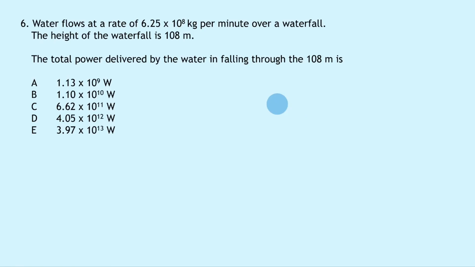Well, because the water starts off at a certain height and then falls through that height, we're going to be calculating the gravitational potential energy, EP equals mgh. So let's sub in the values that we're given. So we're given the mass of 6.25 times 10 to the 8 kilograms, times the gravitational field strength on Earth, which is 9.8 newtons per kilogram, times the height of the waterfall, which was 108 meters. So putting that into your calculator should give you an answer of 6.62 times 10 to the 11 joules.